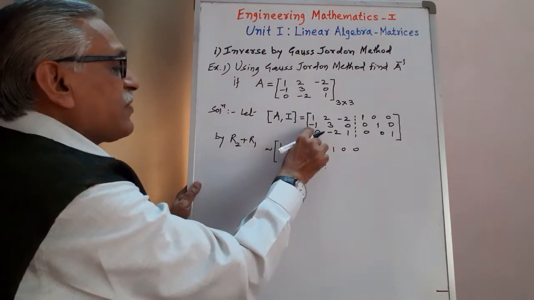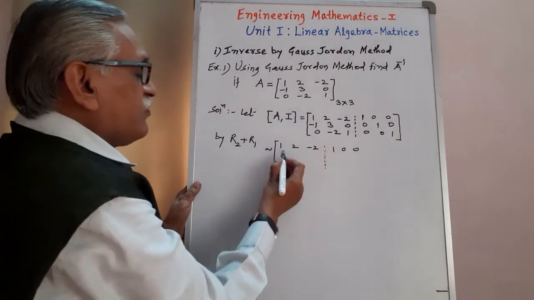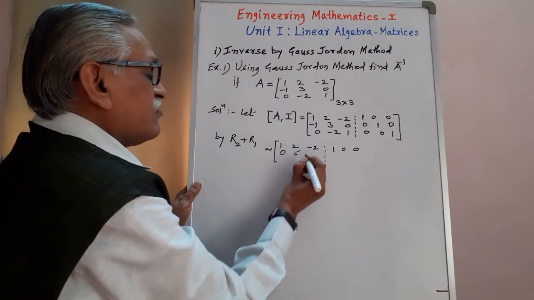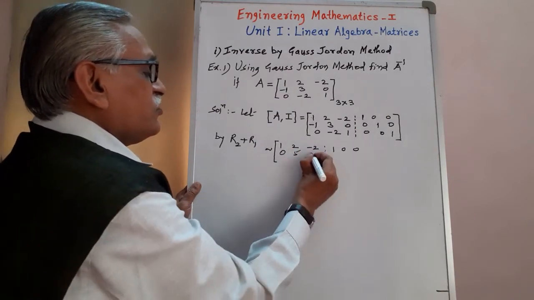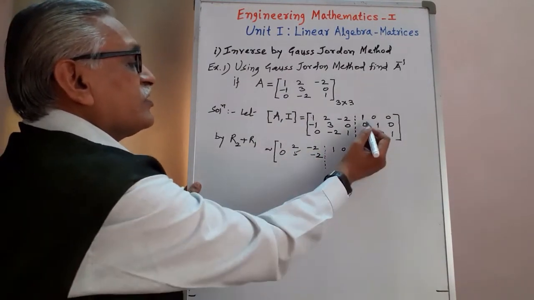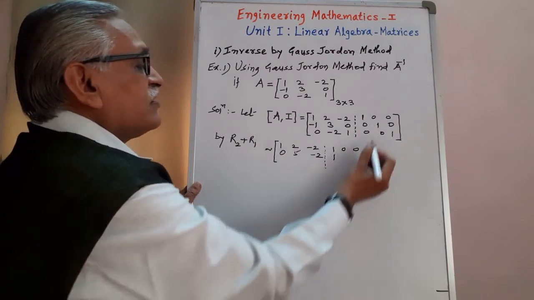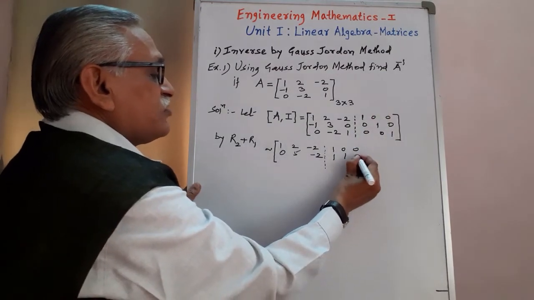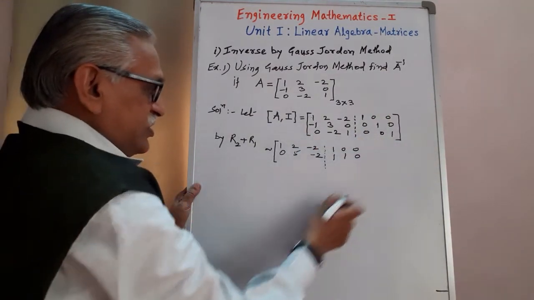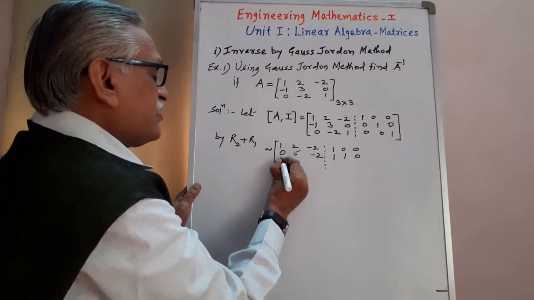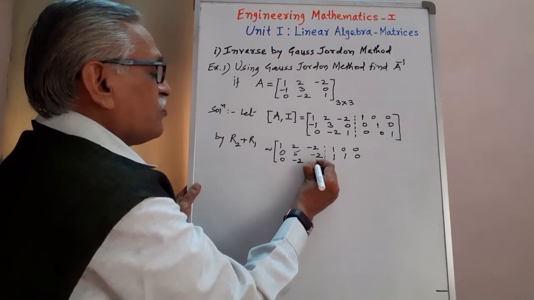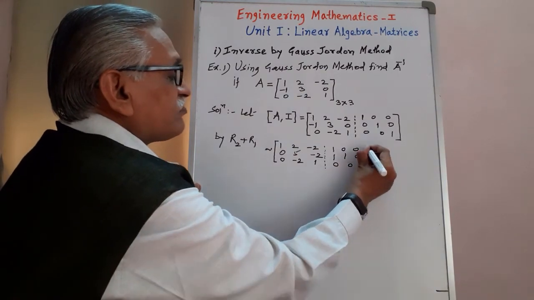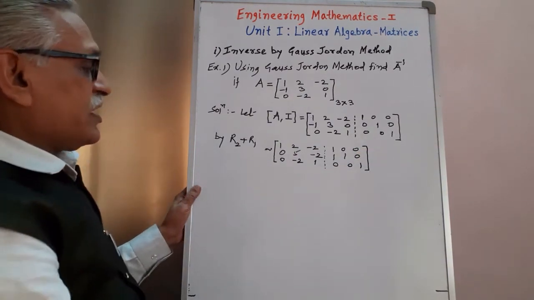R2 plus R1, applying this: minus 1 plus 1 we get 0, 3 plus 2 we get 5, 0 minus 2 we get minus 2, 0 plus 1 we get 1, 1 plus 0 we get 1, 0 plus 0 we get 0. Third row no change, therefore I will write that down as it is: 0, minus 2, 1, 0, 0, 1.